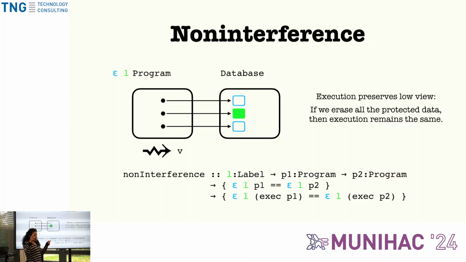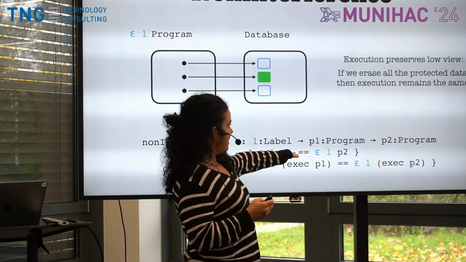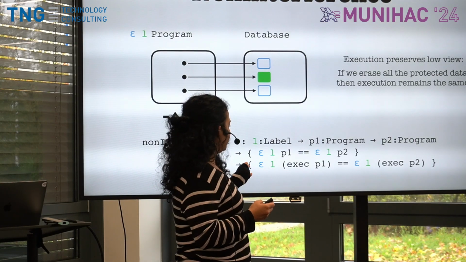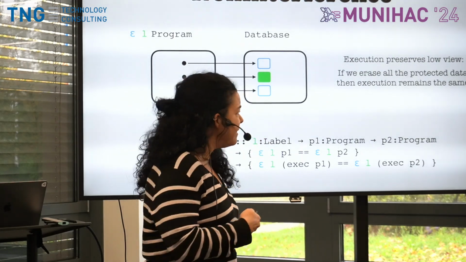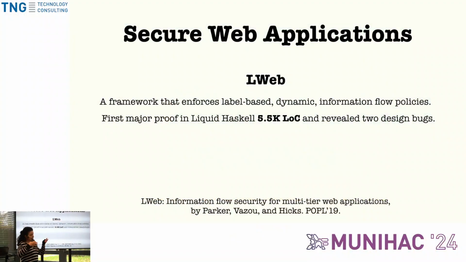And like the deep verification proofs, the associativity or distributivity proofs, we prove the non-interference property that says that for each label L and two programs P1, P2, if I erase P1 and P2, and they are the same, they're low view equivalent, then the erasure of their result is also the same. And this is a very good example of using Liquid Haskell as a theorem prover, to prove interesting properties like non-interference. And this was the first biggest major proof in Liquid Haskell, 5.5K lines of code.